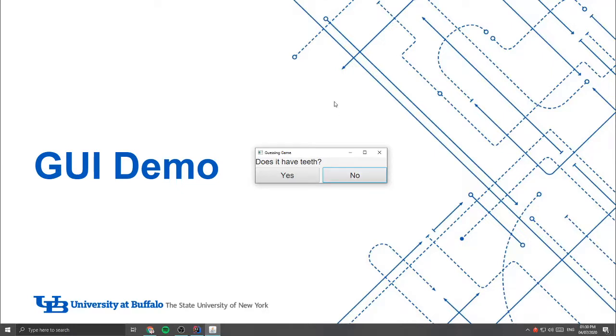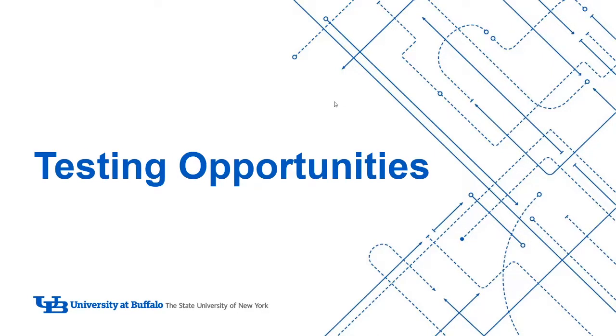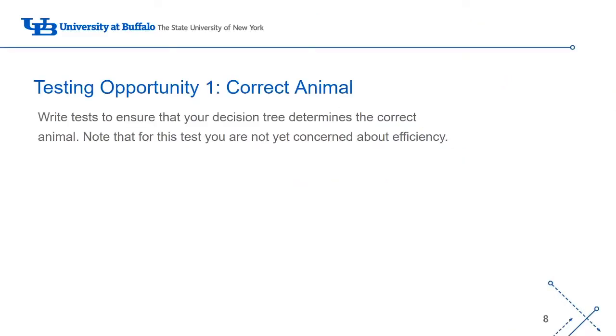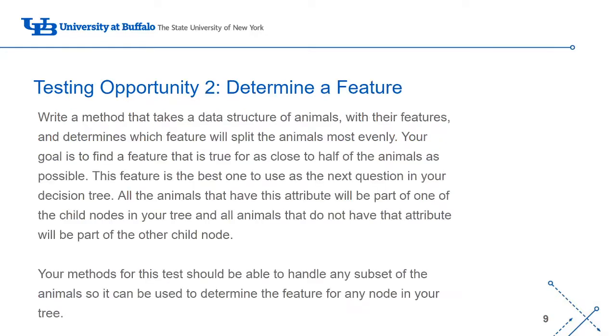To help with debugging your code and enhancing the efficiency, there are a few testing opportunities for you. The first thing that you should make sure works is finding the correct animal. For the first testing opportunity, you don't need to check for efficiency, you only need to make sure that you're able to come to the final animal based on the questions asked. After you've established that you're finding the correct animal, you need to make sure that you're creating a balanced tree, or as close to a balanced tree as possible for the maximum efficiency.